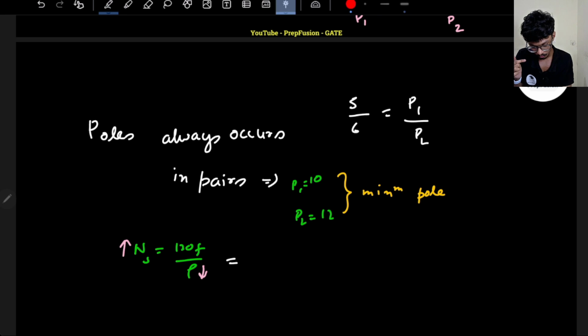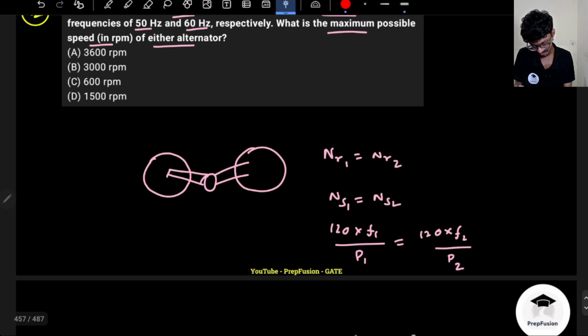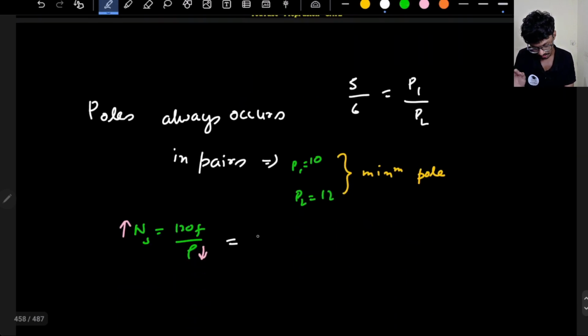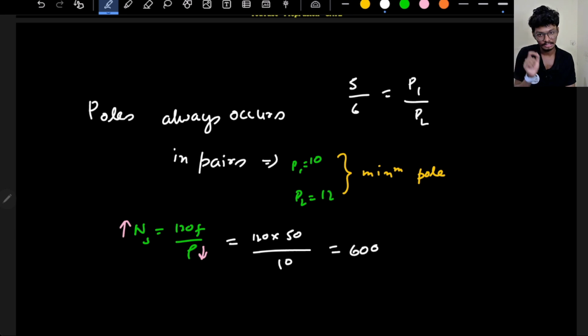So which will provide me the maximum speed? Both of them will have same speed only, because I have just equated the speeds, right? So one combination you take. So I will take f1. So 120 into f1 is 50 divided by 10 P1. So it will be 5 into 120, that is 600 rpm.